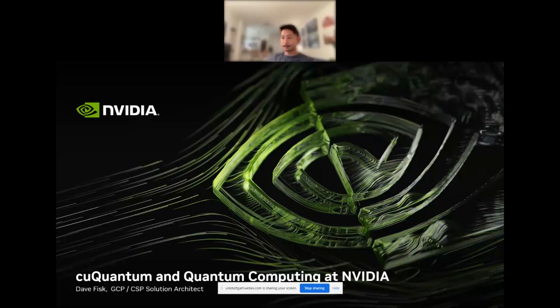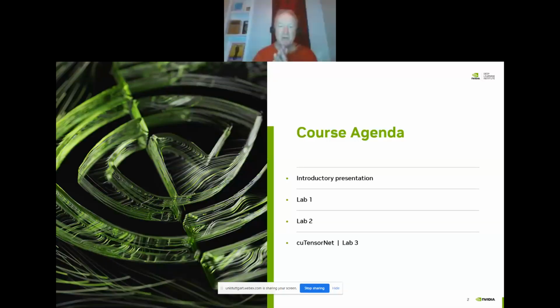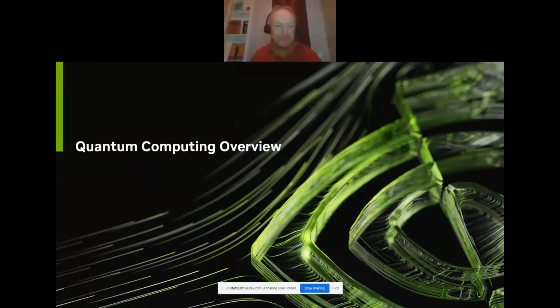So welcome, and let's get right into it. Today we're going to present an overview of quantum computing and the cuQuantum acceleration libraries NVIDIA has to help accelerate quantum simulation. Then we have 3 labs planned. So this is the overview.